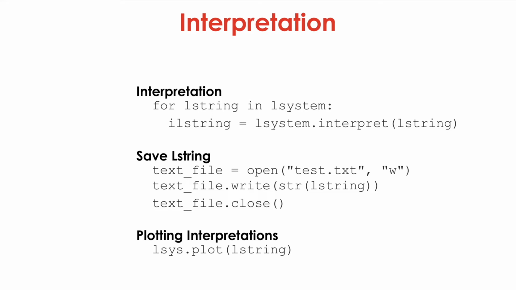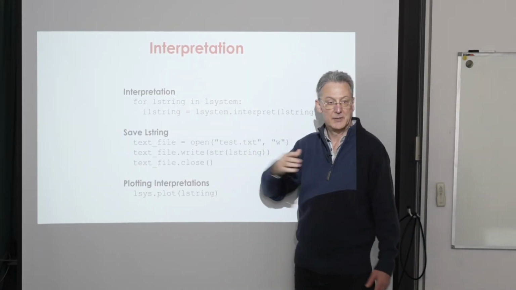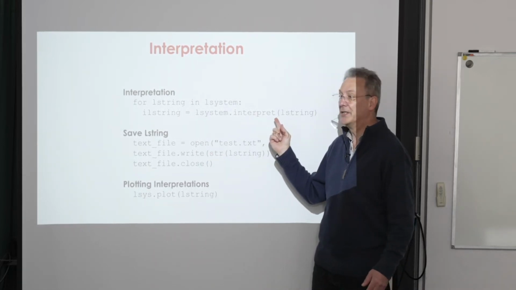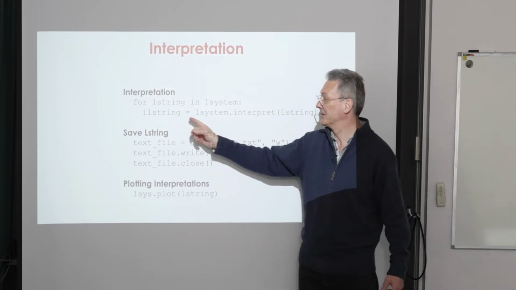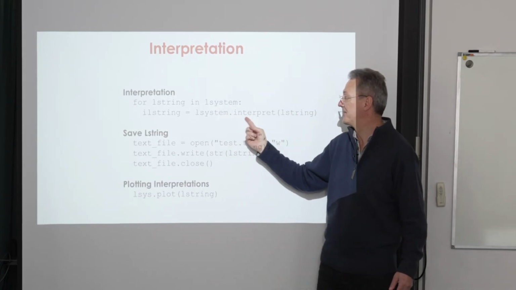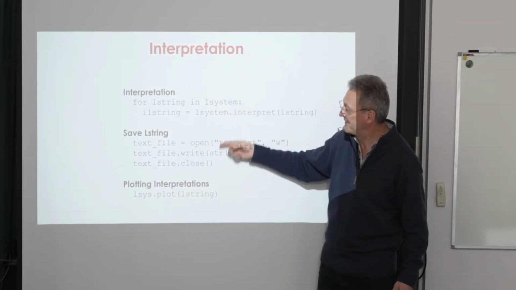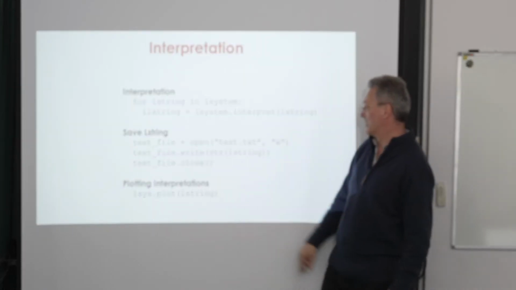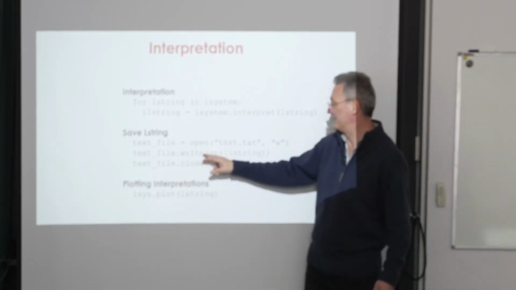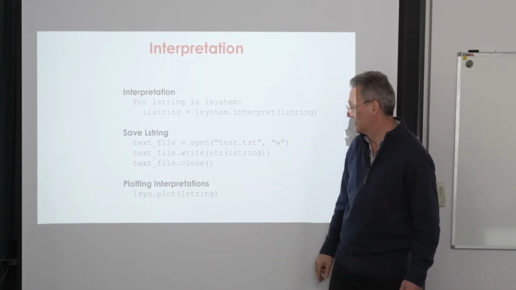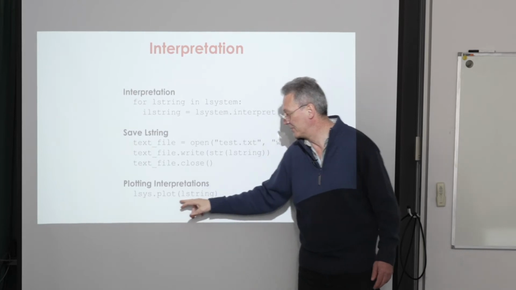Now, for the interpretation part, at some point you have your L string. So imagine that I just computed the sequence of L string derivations. I want to interpret the L string and get the interpreted string. So this will be by doing like this: L system interpret the L string, and then you can save all your result by simply using write L string, open file, write the L string and close things. And you can plot the interpretation by using this plot command.